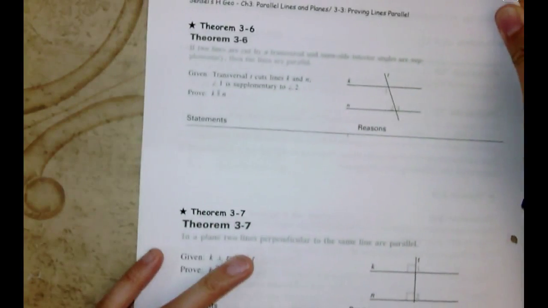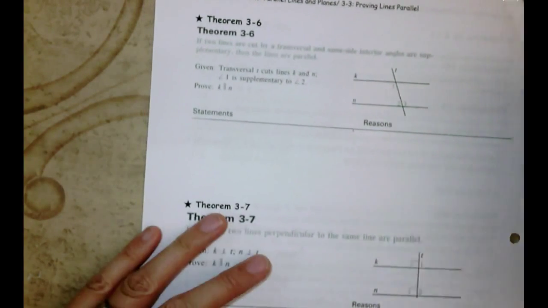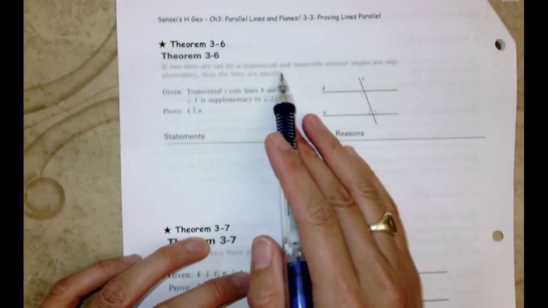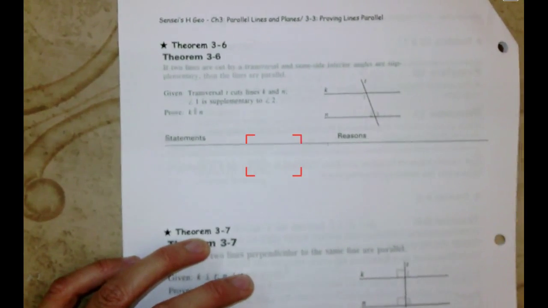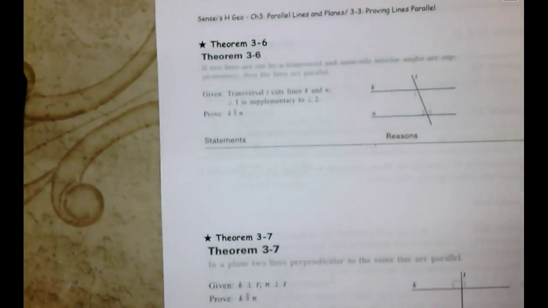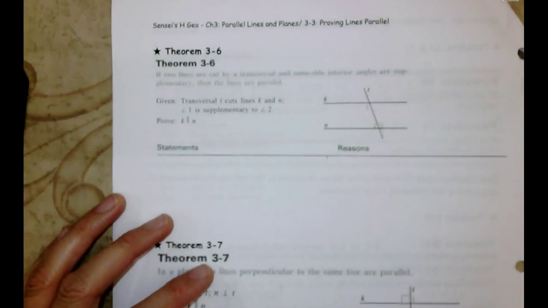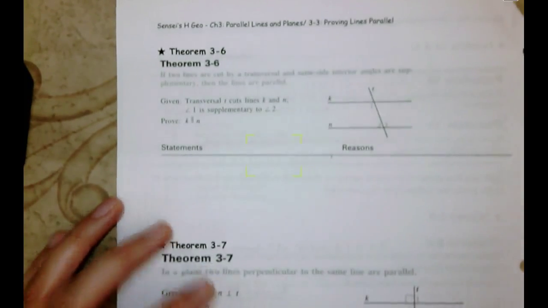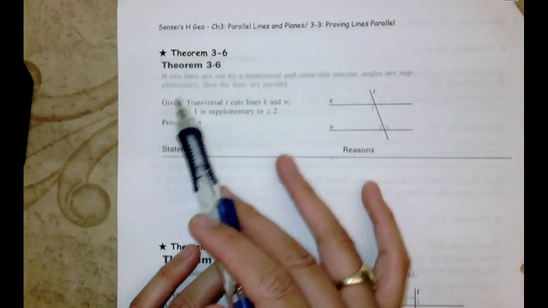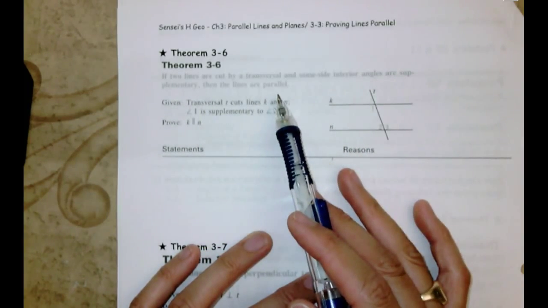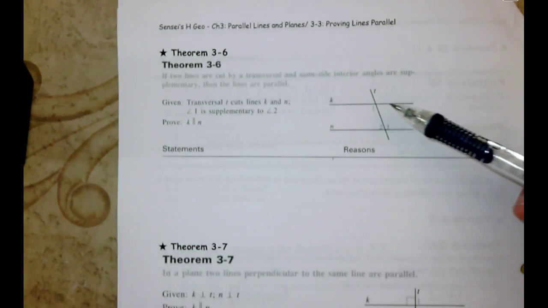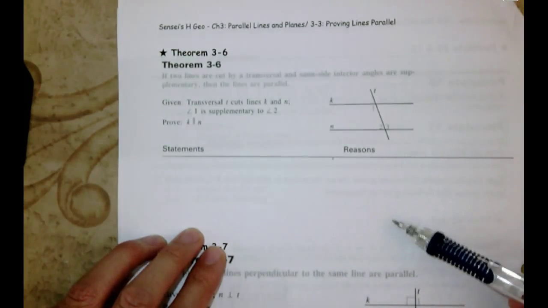Here is theorem 3.6. This is the same side interior one. If two lines are cut by a transversal and same side interior angles are supplementary, then the lines are parallel. Again, for this one I'm going to give you the statements and you do the reasons, okay?